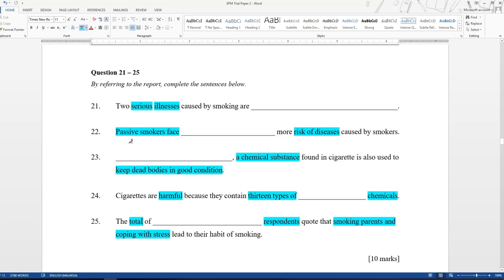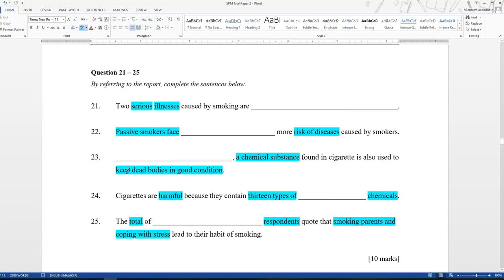Next one, question 22. Passive smokers face, right, more risk of diseases caused by smokers. So passive smokers are also known as second-hand smokers. These are people who do not smoke, but they breathe in the smoke from other smokers. So what do they face? What is the effect on these people? And how much of this risk are there for these people? So question 22, you need to fill in the blank here with something that the passive smokers are facing.